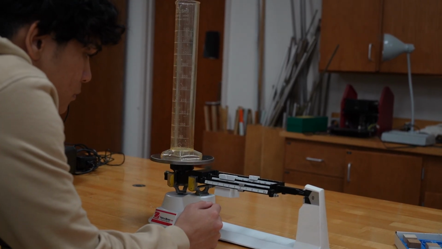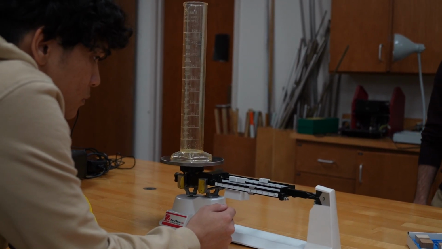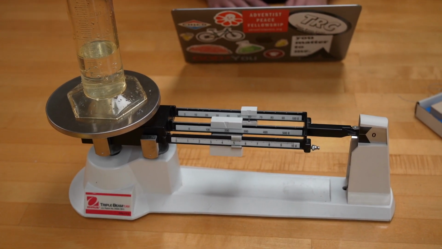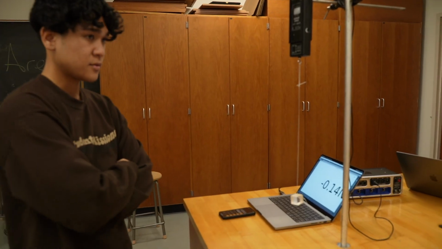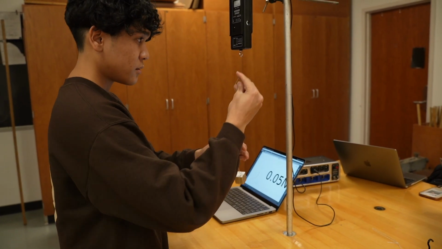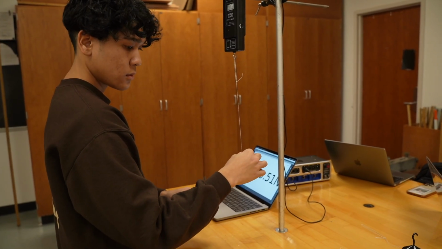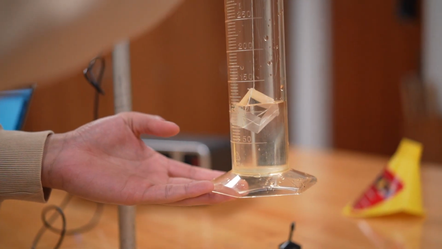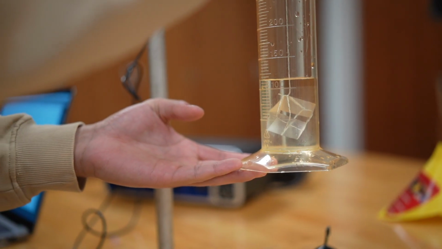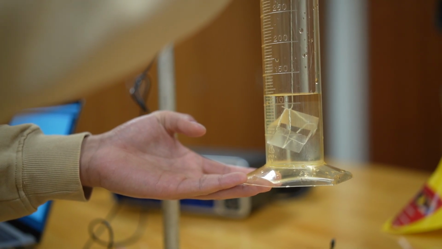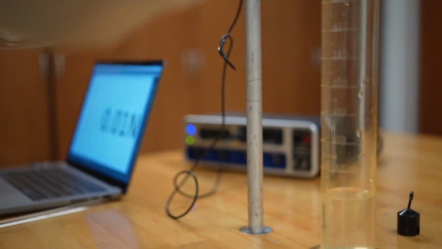After that, weigh the large graduated cylinder and record its mass. Add 100 milliliters of water to the graduated cylinder and record its mass again. Next, hang each cube by its string from the force sensor and record each initial force reading. The next step is to fully submerge each cube into the liquid of the graduated cylinder. Be careful to not hit the walls of the graduated cylinder as it will make the reading less accurate. Record the force reading given by Pasco Capstone for each material.